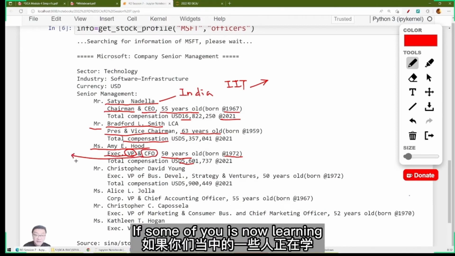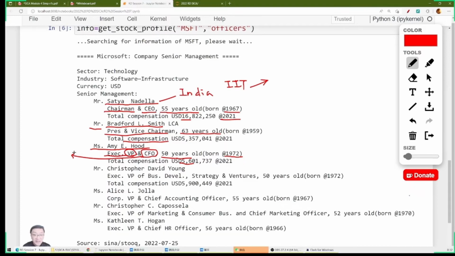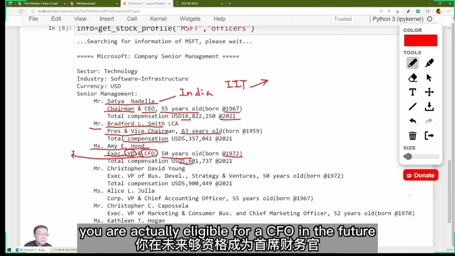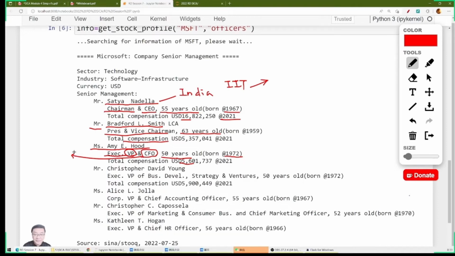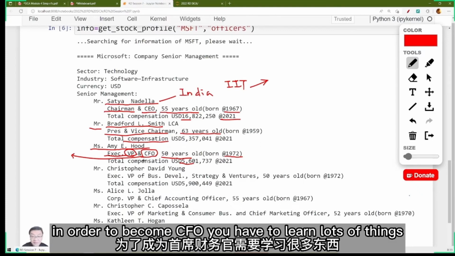If some of you are now learning financial management or accounting, you are actually eligible to be a CFO in the future. Of course, we can have our career expectations on that. Of course, in order to become a CFO, you have to learn lots of things, right?